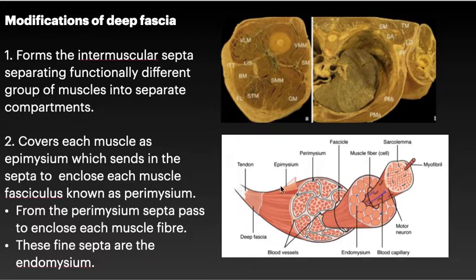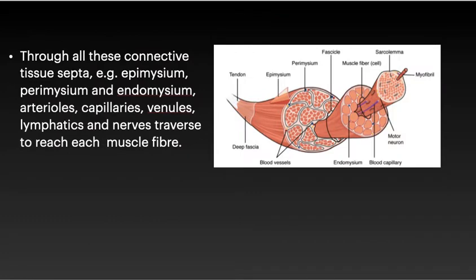Also covers each muscle as epimysium, which sends the septa to enclose each muscle fasciculus known as the perimysium. From the perimysium, this is the perimysium over here, fibers septa pass to enclose each muscle fiber, and they are called the endomysium. This is your endomysium over here. Now, through all these connective tissue septa, that is the endomysium, the epimysium, the perimysium, arterioles, capillaries, venules, lymphatics, nerves traverse to reach each muscle fiber.